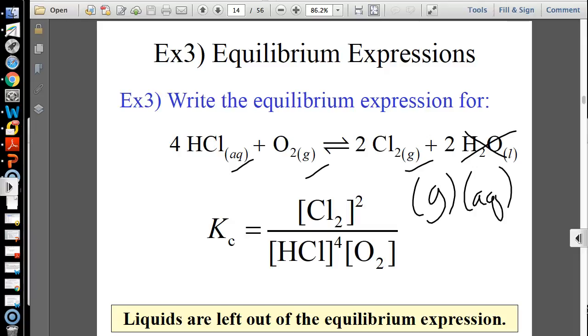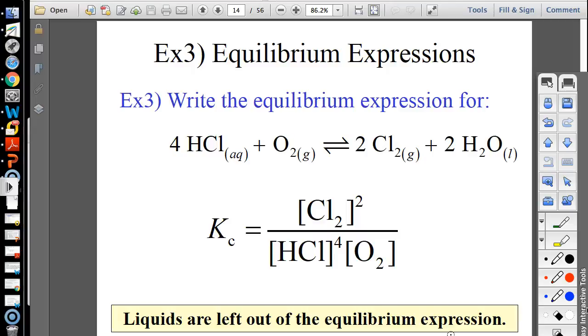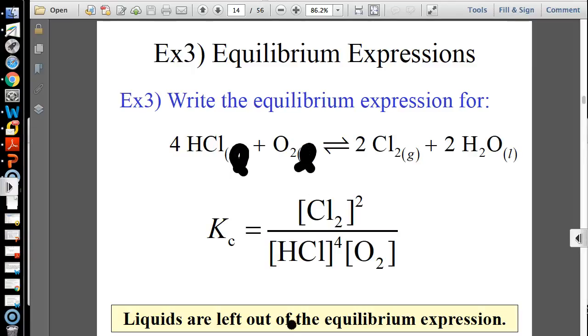Now let's just pretend for fun, because this is fun, that this was a liquid. My equilibrium expression would just be 1 over that. So I don't have any products that go into the equilibrium expression. If that was the case, it would just be 1 over HCl to the 4th power, and then O2. Or conversely, if this was a liquid, and this was a liquid, then my equilibrium expression would just be that. There's no problem. You don't have to have a bottom to the fraction. And really, that's a 1, and it doesn't matter.